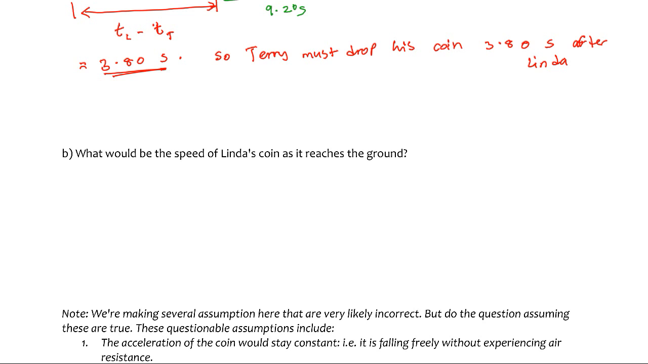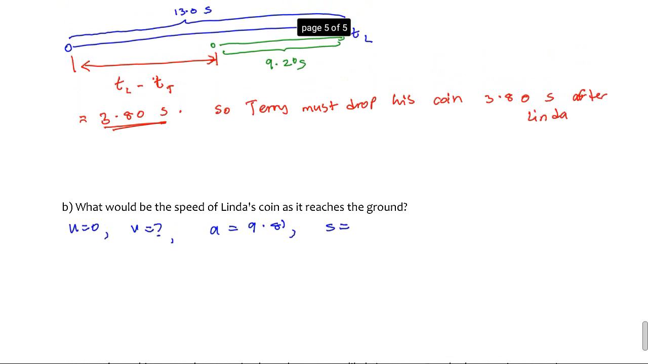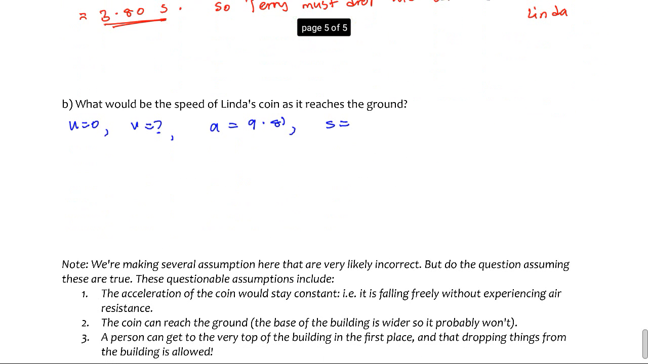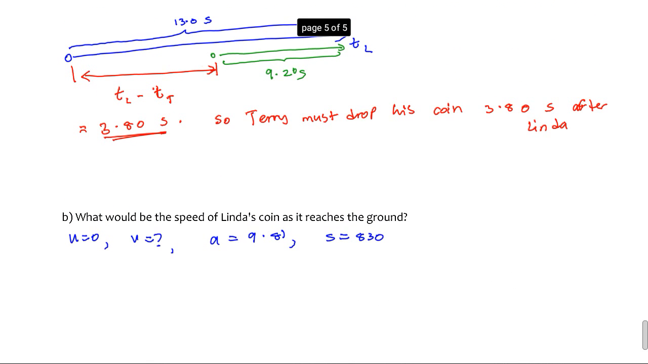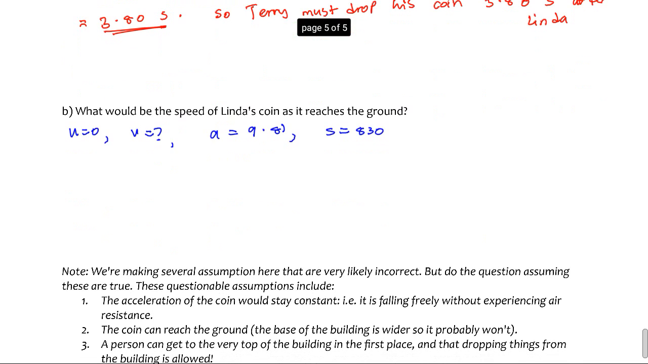There's another question. What would be the speed of Linda's coin as it reaches the ground? This one is not particularly difficult because we have done something like this earlier also. So it starts at u equal to 0. I'm interested in finding v, the final speed, with a constant acceleration of 9.81, and the distance it has to fall through was 830 meters. So I'm interested in finding v. So I can now use, let me make some space, v is equal to, sorry, I can't use that one.